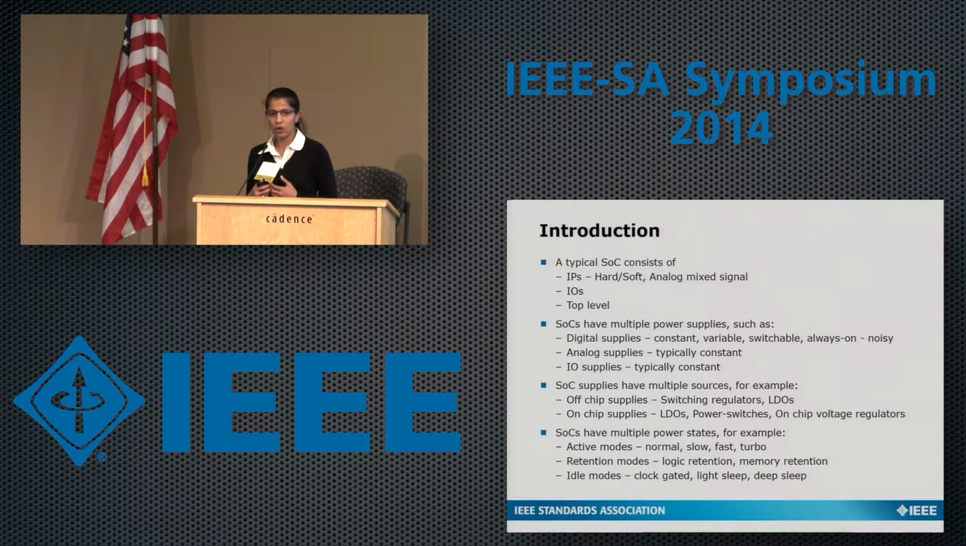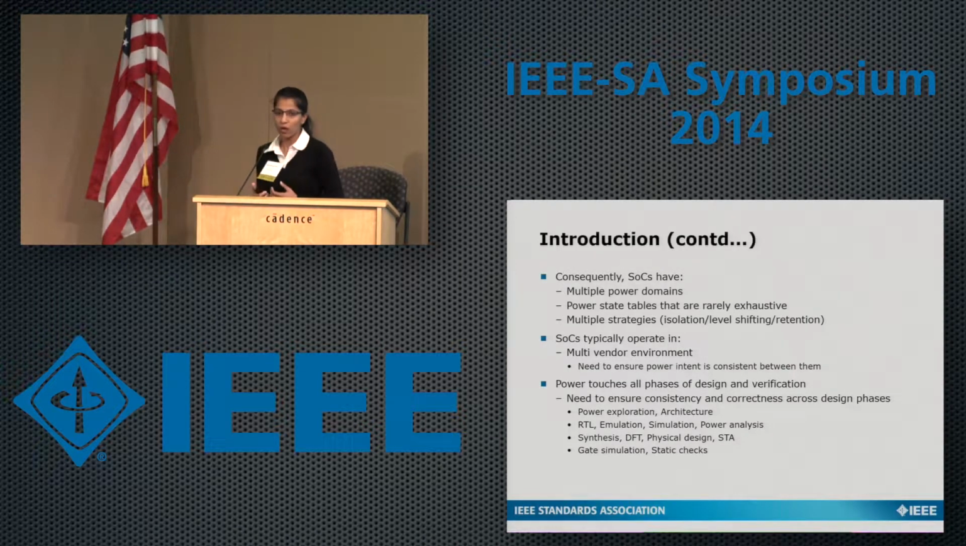How do we capture all this information? On top of that, we also have dynamic power states. How do these change power states? How do these turn on and off? What types of active modes are there? Is it clock gated? Is it running fast? Is it slow? Are we in a state of retention? Is the logic supposed to be retained when it's turned off? Is the memory in retention? What types of idle modes are there?